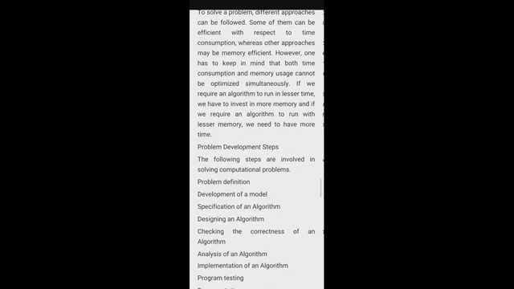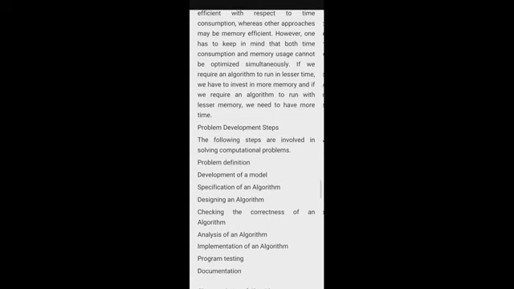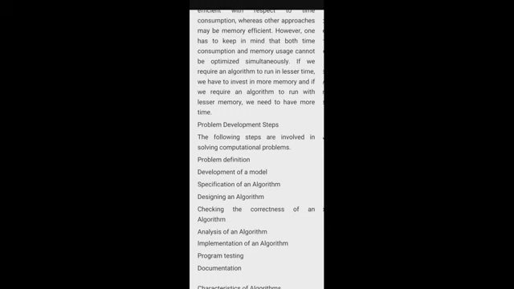At each point, what is needed: program development of a model, specification of an algorithm, design of an algorithm, analysis of an algorithm, implementation of an algorithm, program testing, and documentation. These steps, understand them. Don't worry, I'm going to send the handout, the materials, to everybody. Please understand it, because it might come to a time whereby you need to refer back to them.